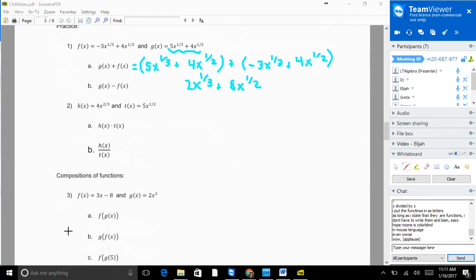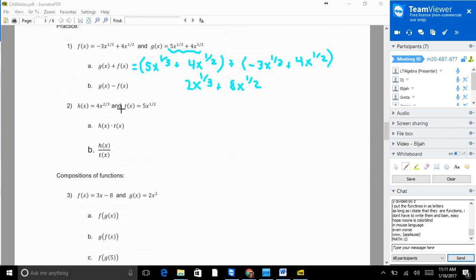All right, so that's all that is. If you want to add two functions together, you plug in each function and you add it together. Not hard, right? I hope not. Okay, so what about part B? I have g of x minus f of x.